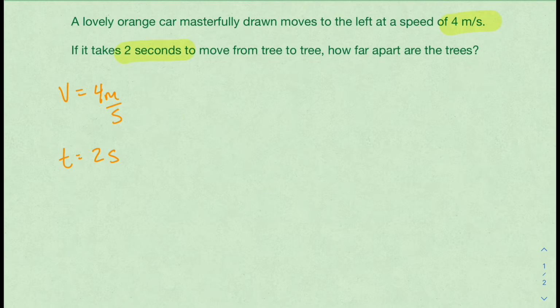So that's not specifically asking for a displacement. So I'm not going to worry about direction here. Even though it does say it's going to the left, it's just asking how far apart they are. So the fact that it's going to the left doesn't really matter. But we can figure out how far apart the trees are because we know how fast it's traveling and how long it takes to get from one tree to the next.